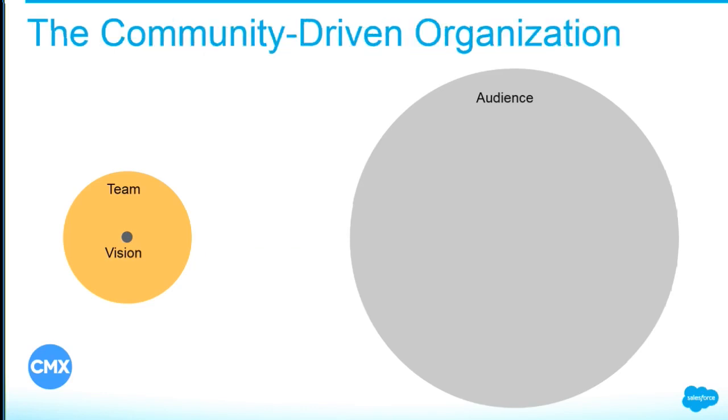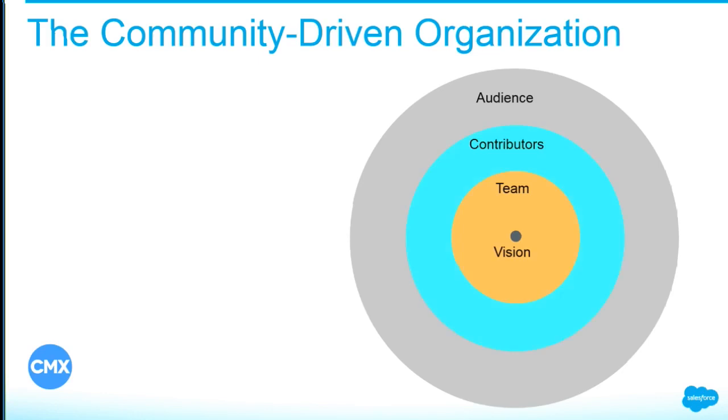And the fundamental difference in a community-driven or community-oriented company is this. It's one entity. It's not your team and then the audience. It's not your team and then the customers. It's all one entity. And it's created this middle ground that I call contributors, right?